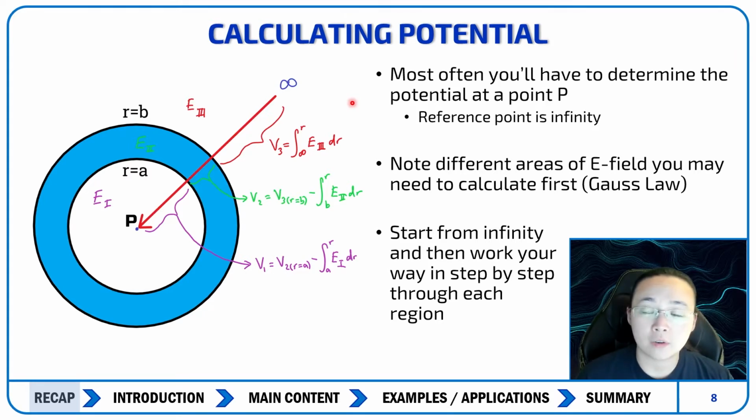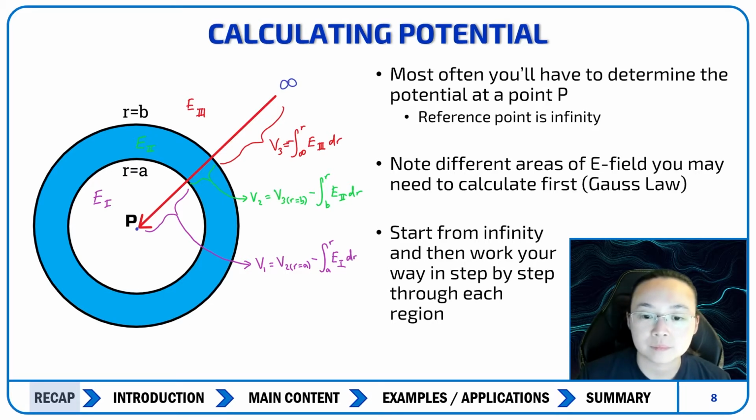Now, if I were to calculate the potential from my reference point of infinity to any point along this line, then I have to do it step by step. So we first are going to start from infinity and then work our way in. So if I want to figure out the potential for this region over here, then V3 is going to be equal to the negative integral from, let me just change that. I can put a negative there.